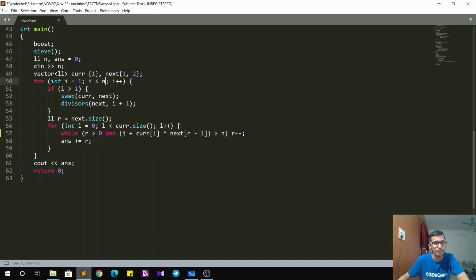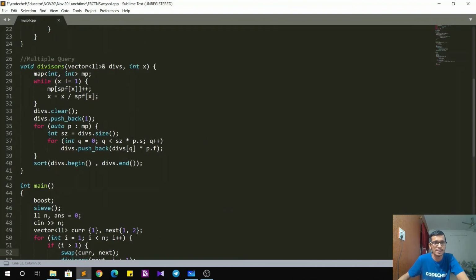And these three lines which we had skipped are nothing but this: initially the value of a is 1 and the value of a plus 1 is 2, but in the next iteration the value of a would be 2 and the value of a plus 1 would be 3. So I don't again count the divisors of 2. I already have the divisors of 2 in next. So what I do is I simply swap current and next, and I find the divisors of I plus 1 and store them in the next vector.